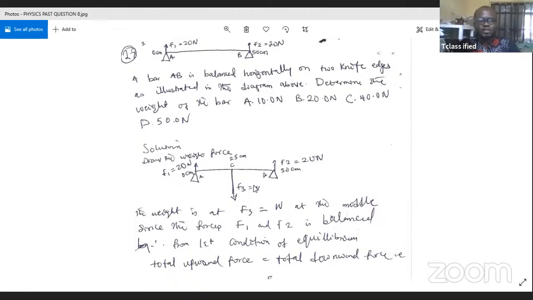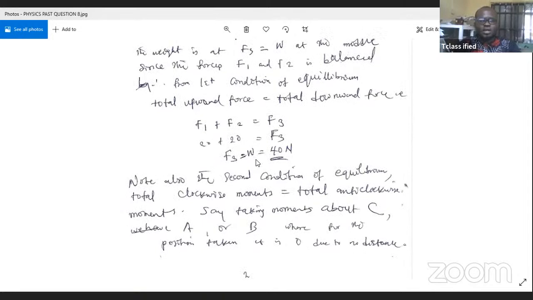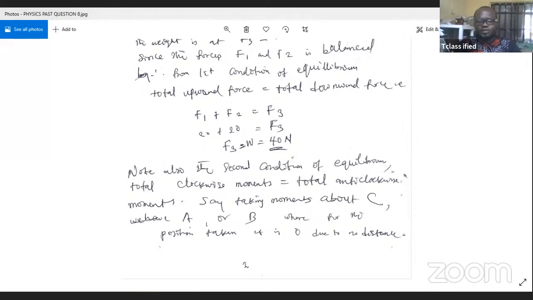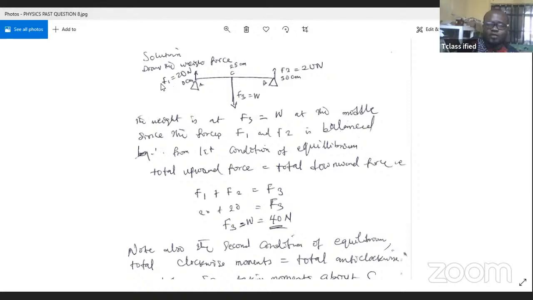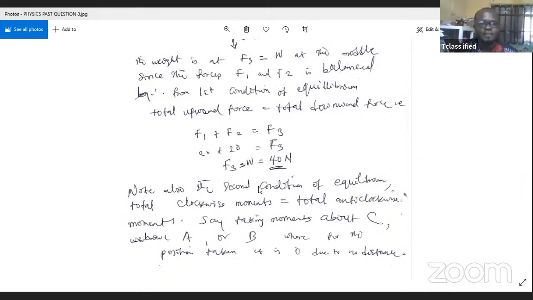But before we can solve this, we need to know the two conditions necessary for equilibrium to occur. Or actually one of the conditions to be able to give us the right answer. So for equilibrium to occur, the total upward force must be equal to the total downward force. So these are the upward forces, F1 and F2. So the total of it must be equal to the downward force. That's why we have F1 plus F2 must be equal to F3. So 20 plus 20 equals F3, which is simply equal to 40. That's the first condition of equilibrium. Second condition is that the total anti-clockwise moment must be equal to the total clockwise moment.